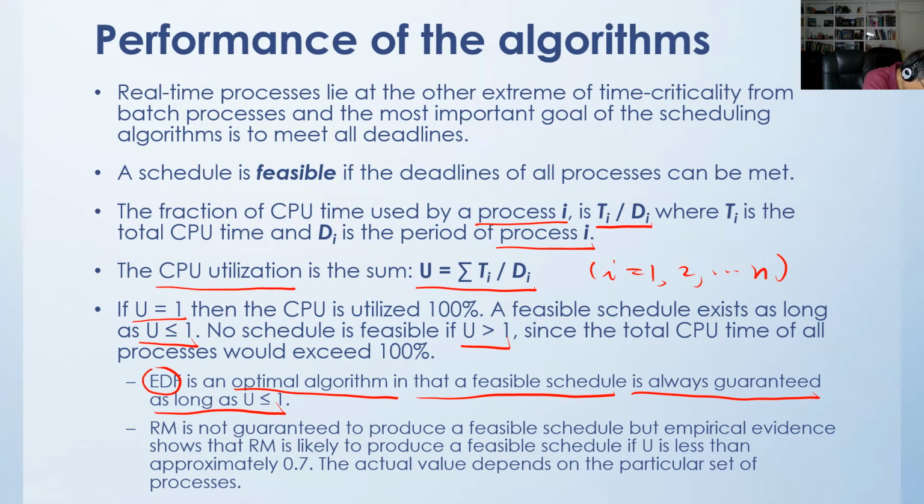Now RM is not guaranteed, but based on statistics, the empirical evidence shows that RM is likely to produce a feasible schedule if U is less than approximately 0.7. Okay. So now let's take a look at another example of RM and EDF.